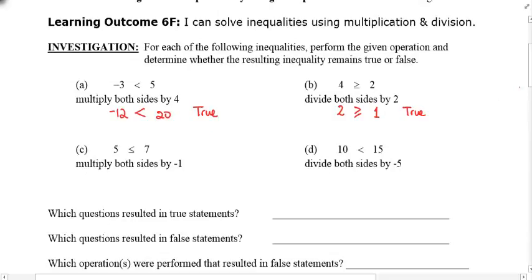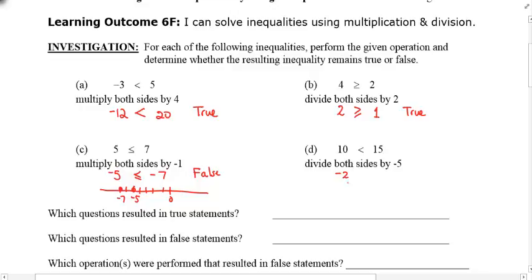Part C says multiply both sides by negative 1. So I'm going to take negative 5 here, and I'm going to compare it with negative 7. Here I'm saying negative 5 is less than negative 7. Is that true? I don't think so. False in this case. Remember that number line. Here's 0, 1, 2, 3, 4, 5. Negative 5. Negative 7. Which one's further to the right? That's the bigger number, negative 5. So this one's false.